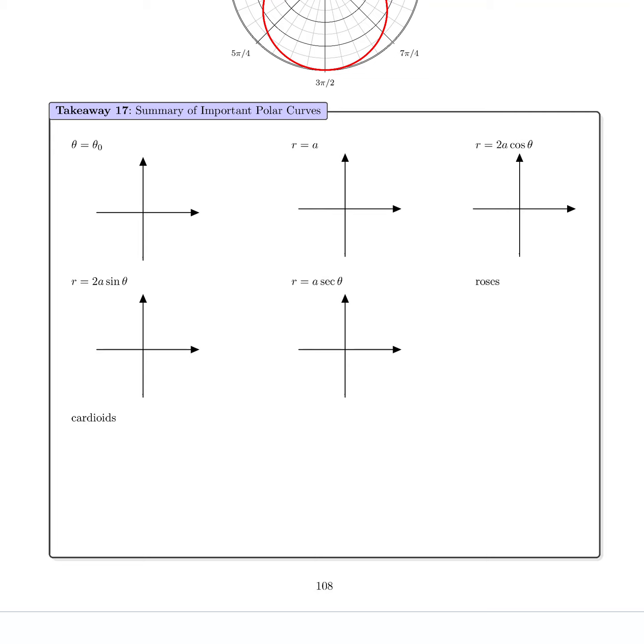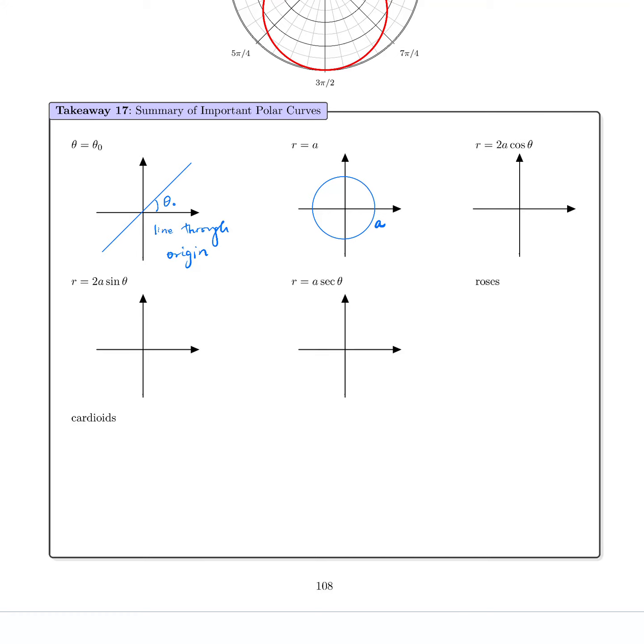So we saw theta as a constant, and that was a graph through the origin with an angle of theta naught, and so that is a line through the origin. And then we also saw r is equal to a. That was a circle centered at the origin with radius a, like this.